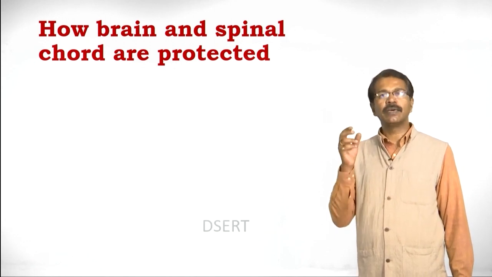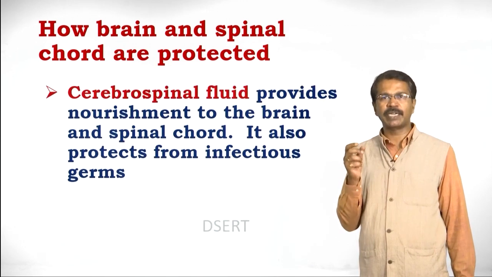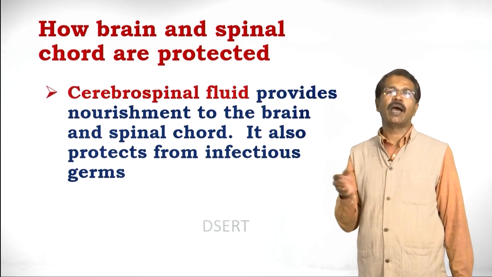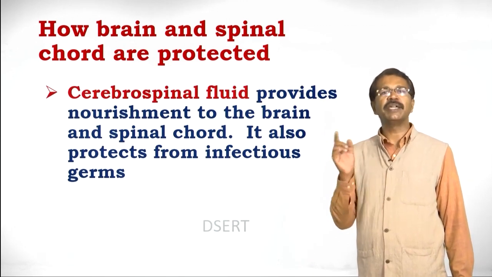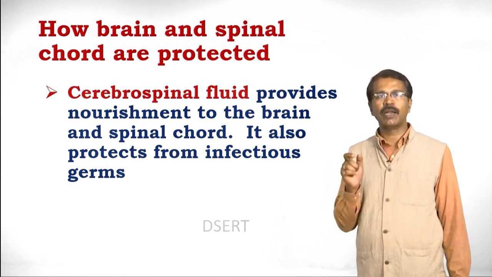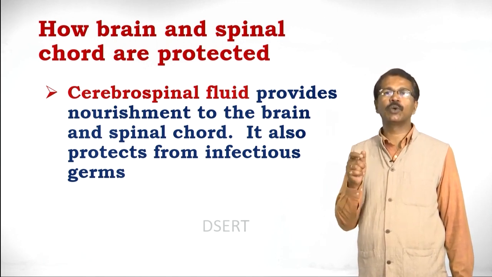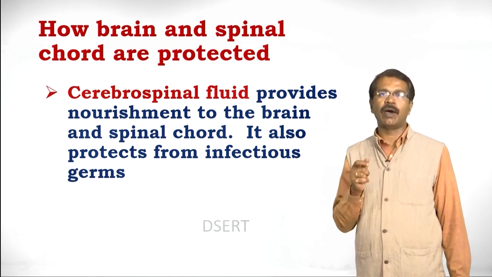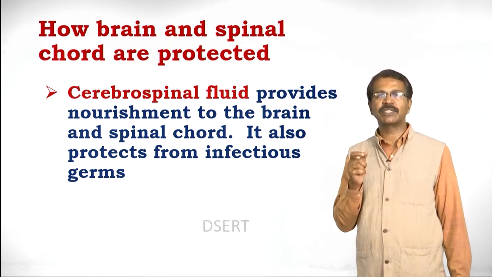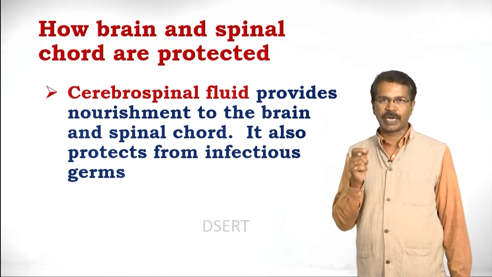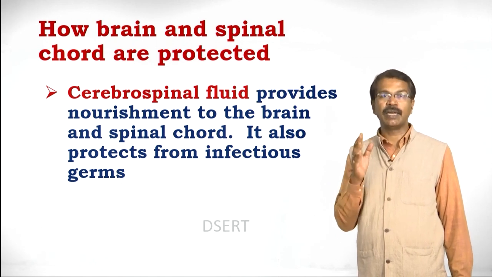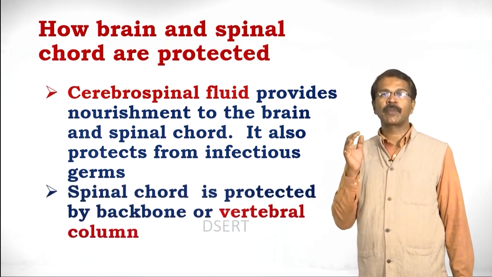Further, the spinal cord is also protected by cerebrospinal fluid and the meningeal layers, and even the vertebral column, the bony structure, also protects the spinal cord. That means the complete nervous system is completely protected. Three layered protections are there.